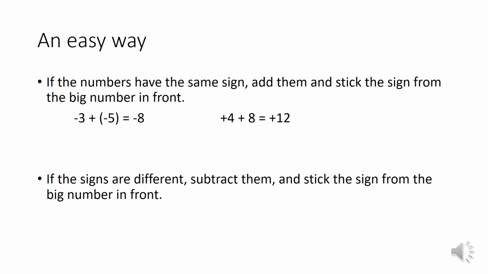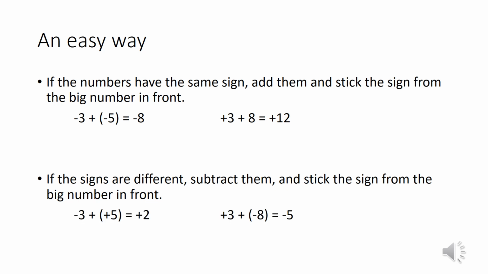Okay, and a couple quick examples of that. So if the numbers have the same sign, add them and stick the sign of the big number in front. So with negative 3, adding negative 5, the signs are both negative, and so I'm adding. 3 and 5 is 8. 5's the big number, it's got a negative sign in front. For the next example, we've got positive 4 plus 8. The signs are the same, so we add them and we get 12. And 8 is the big number, it's got a plus sign in front, so the answer is positive 12.